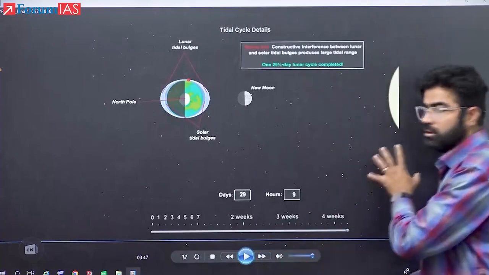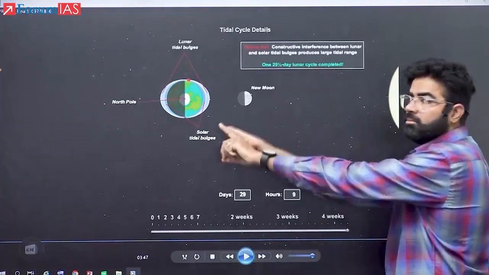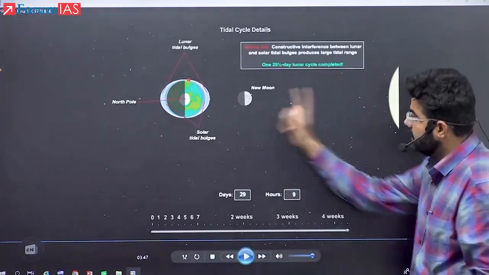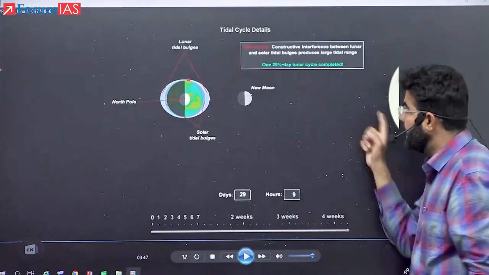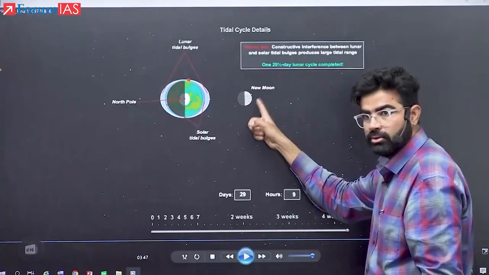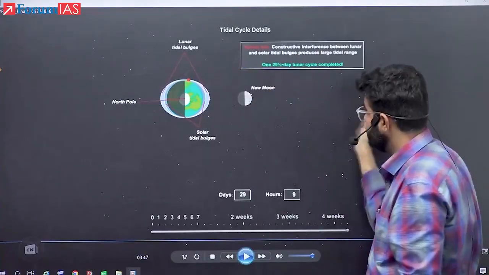This is the condition of new moon. Can I say this is nothing but Syzygy? Now, this is Syzygy conjunction or opposition? Tell me, this is Syzygy conjunction. And in this condition, it is new moon. Remember that diagram? Yes, it is new moon.